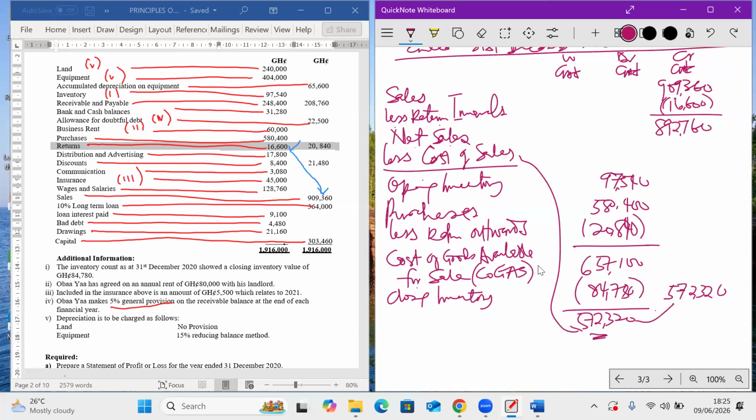So when I move it to the right-hand side, when the debit crosses to the right-hand side, it becomes what? Negative. So that is the cost of sales there. And because I'm going to subtract, I will underline it. It says less cost of sales. So the cost of sales figure, I shall subtract it from the net sales. So what do I have?